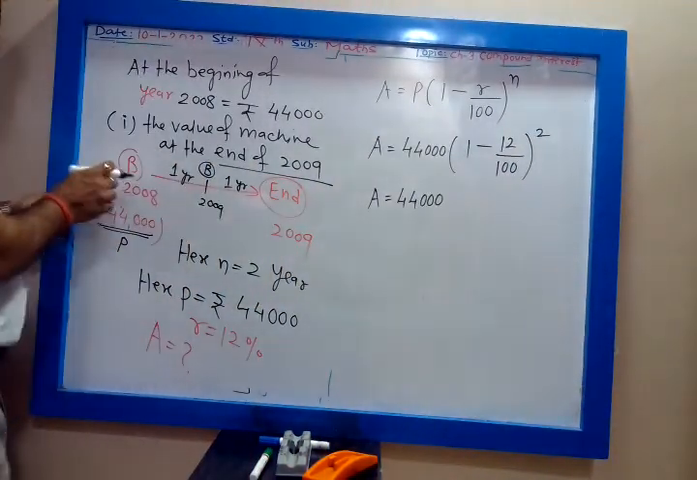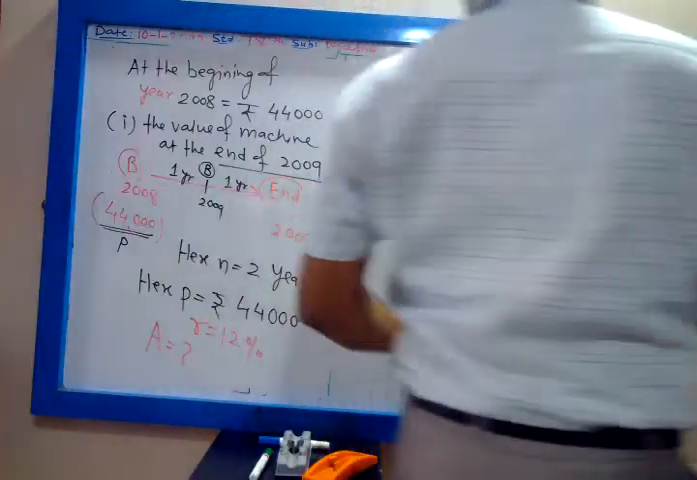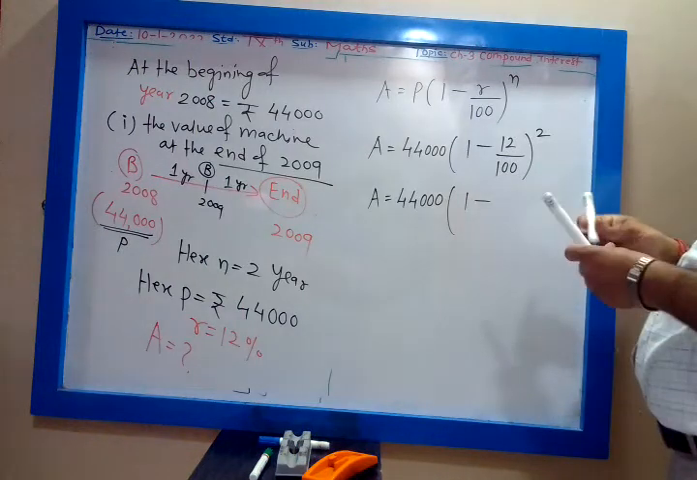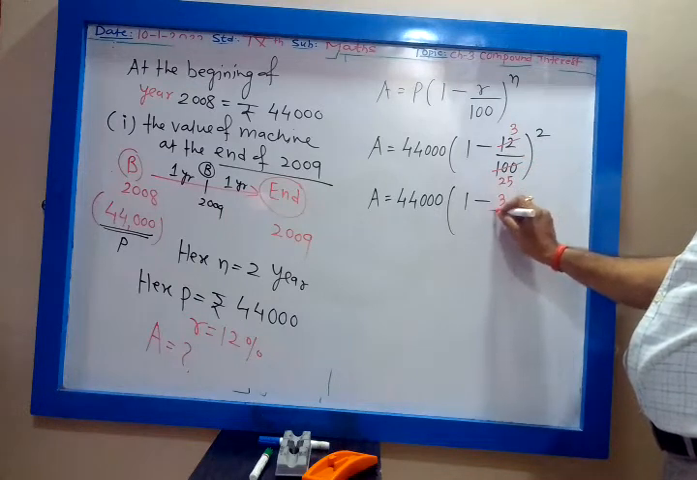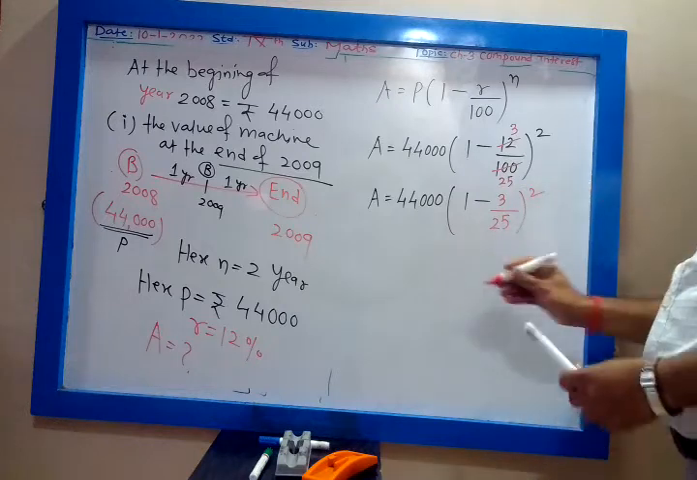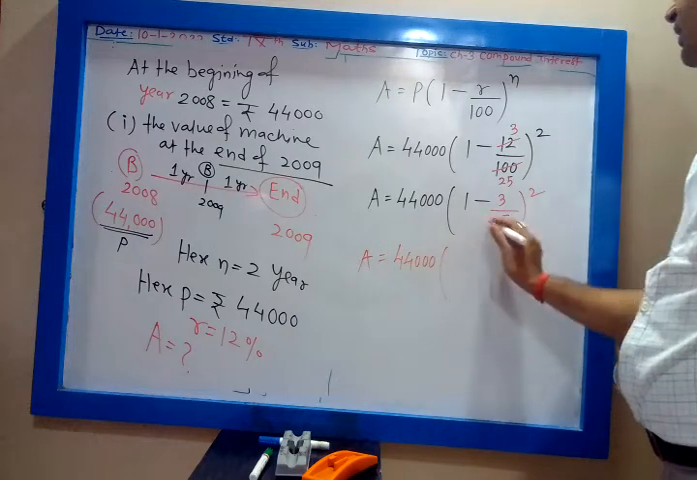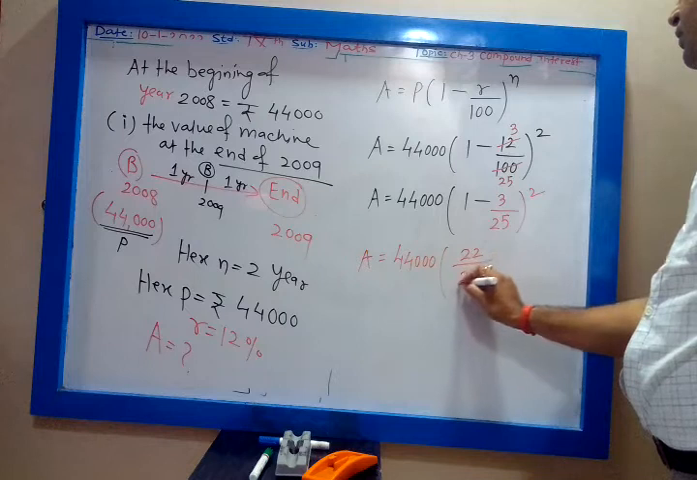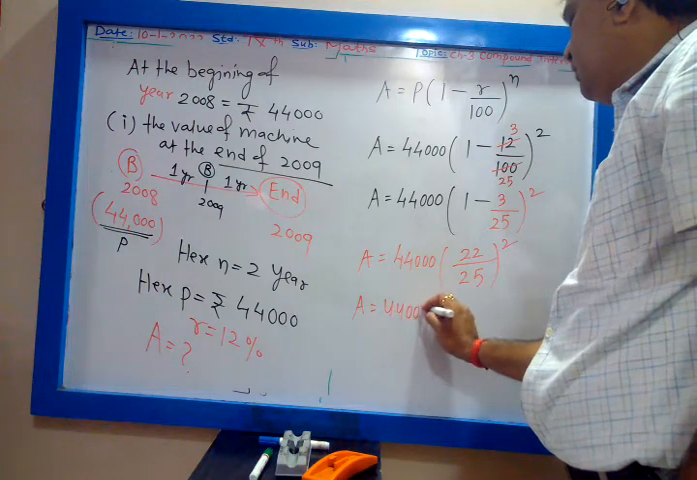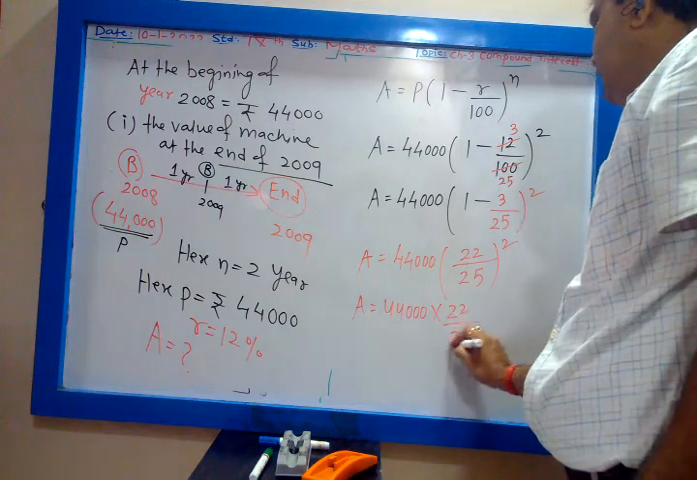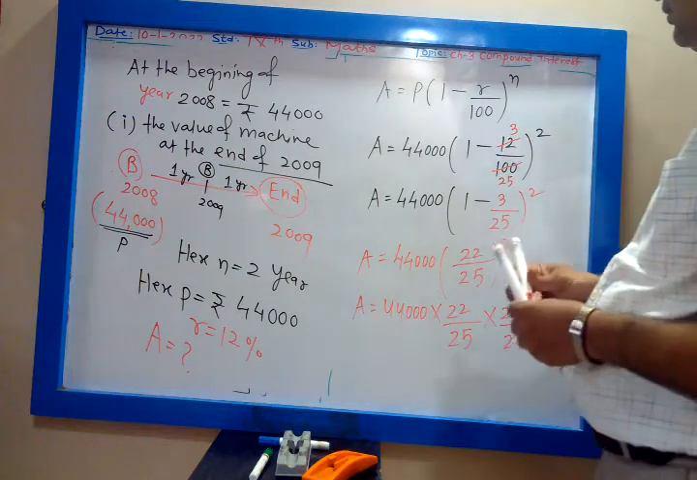The understanding is that from the beginning of 2008 to the end of 2009 it will be 2 years. So simplify 1 minus 12 upon 100. You can cancel them: 3 fours are 12, 25 fours are 100. 1 minus 3 upon 25 raised to 2. So A is equal to 44,000 into (25 minus 3) upon 25, that is 22 upon 25 raised to 2. So A is equal to 44,000 into 22 upon 25 into 22 upon 25.